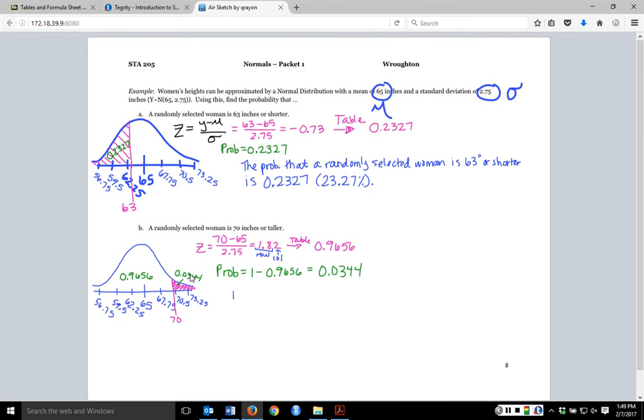Last, I'm going to interpret this. So we can say the probability that a randomly selected woman is 70 inches or taller is our 0.0344, or 3.44%. And hopefully the idea of the 1 minus rule, the shaded right rule, makes sense.